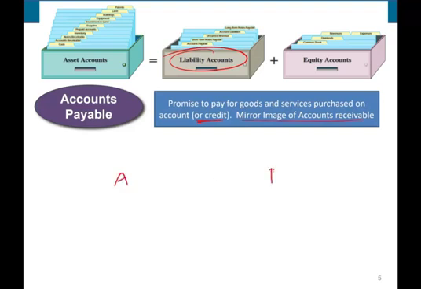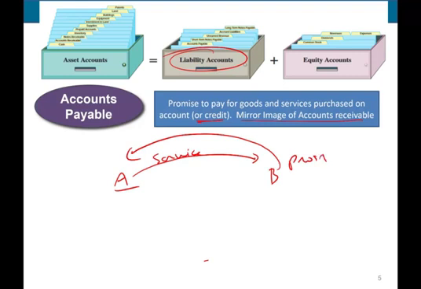So we have company A and company B. If company A provides a service to company B, and company B promises to pay in the future, in 30 days, company A will have an account receivable because company A is expecting to be paid. Company B will have an accounts payable, AP. So company A will have an account receivable, AR, because they're going to be paid. Company B will have an accounts payable, which is the mirror image of each other.